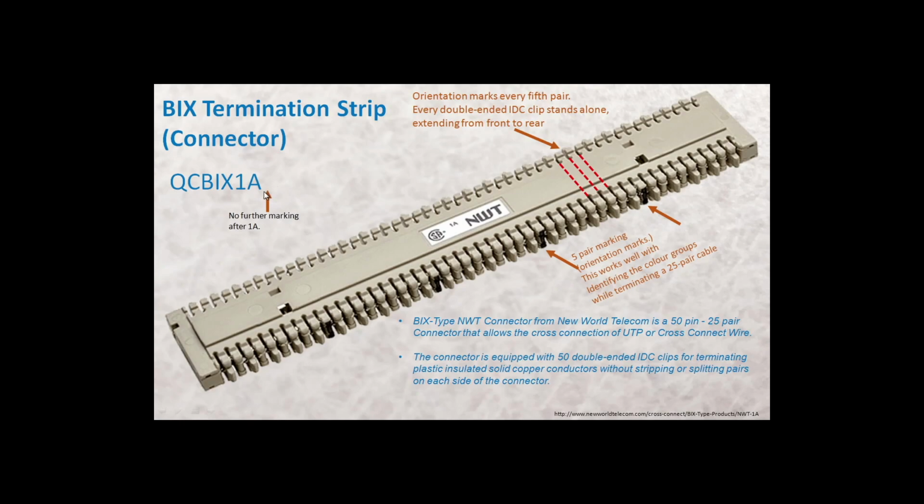And then there's no number or anything after the A. That means you're going to have the default: every 5th pair you're going to have an orientation mark.